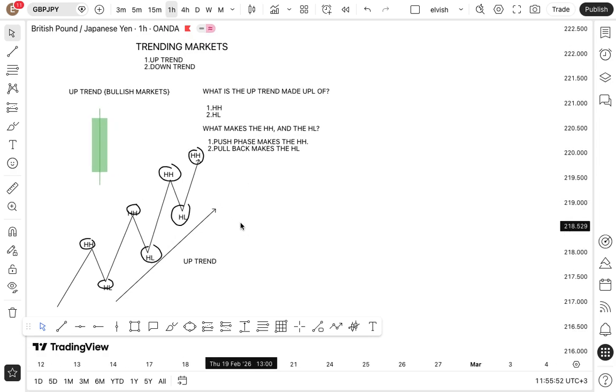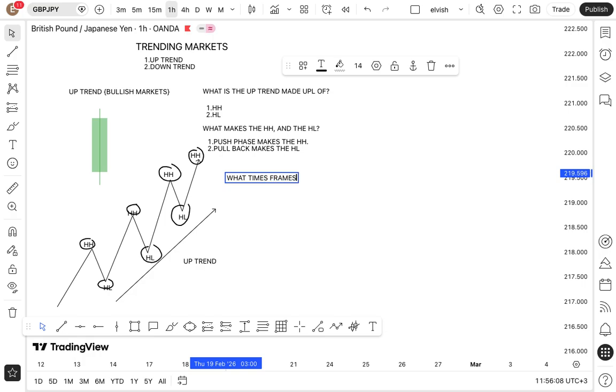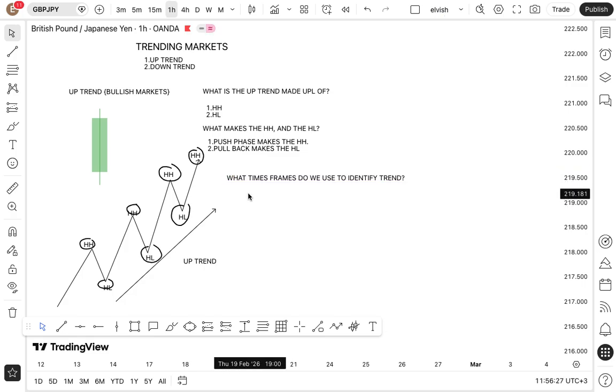So another question to ask yourself is: what time frames do we use to identify a trend? That's the other question you must be asking yourself. What time frames do we use to identify a trend, with a question mark. So my answer will be here: I'm going to be using the bigger time frames. The answer is, one, bigger time frames.